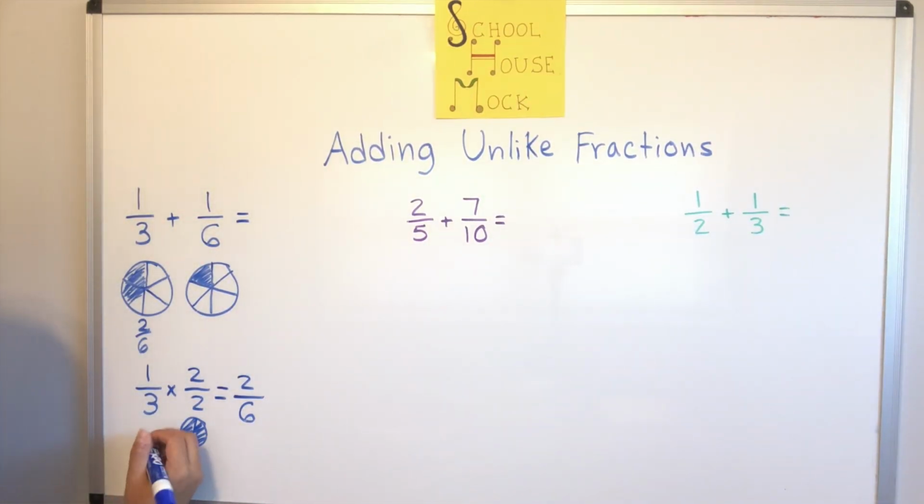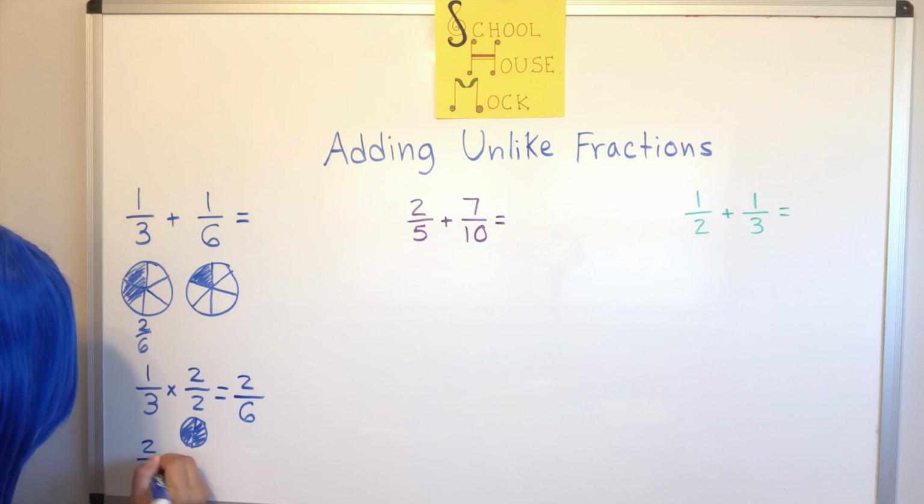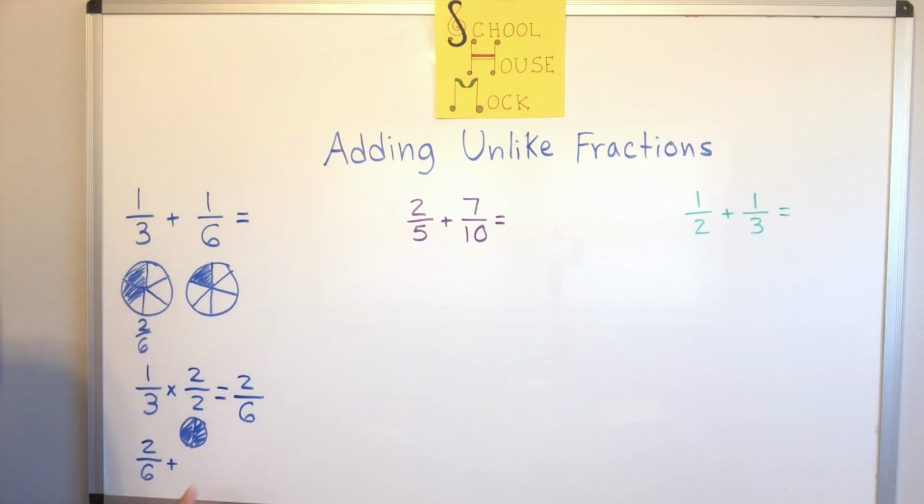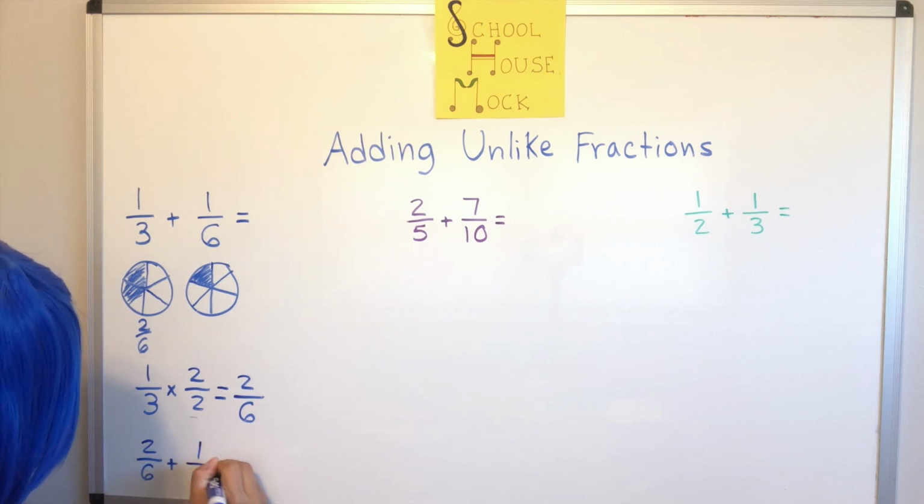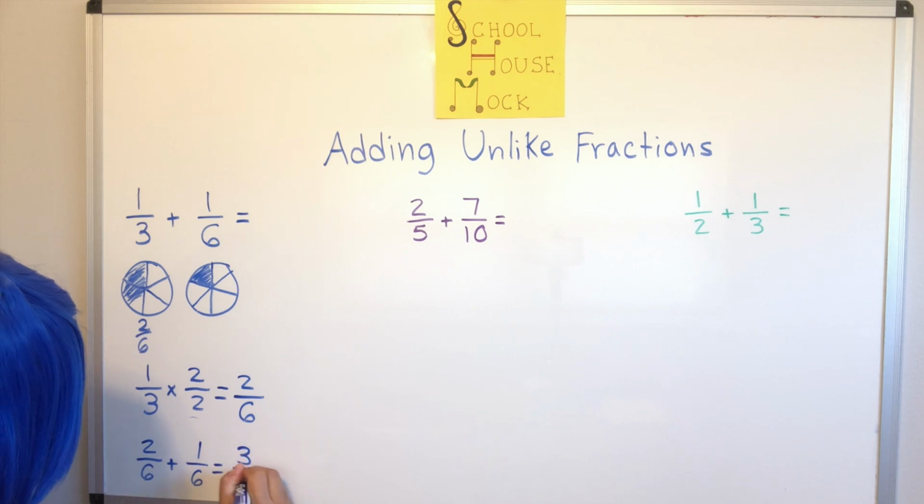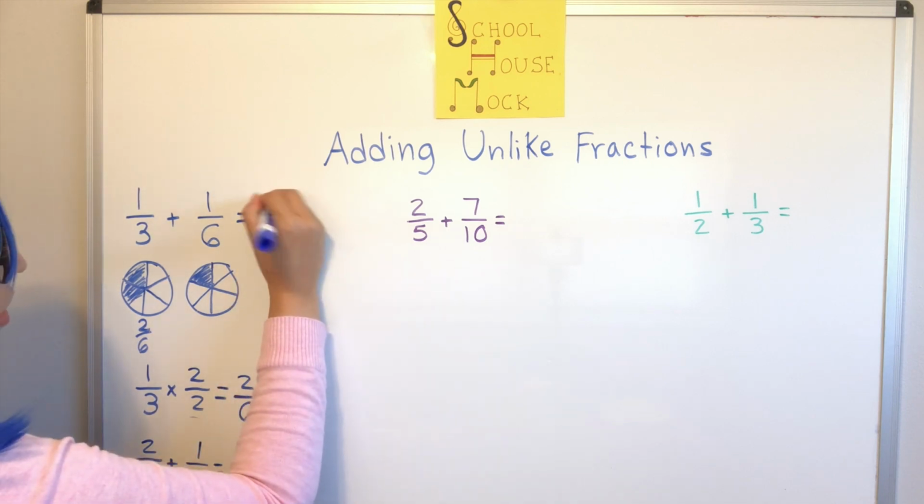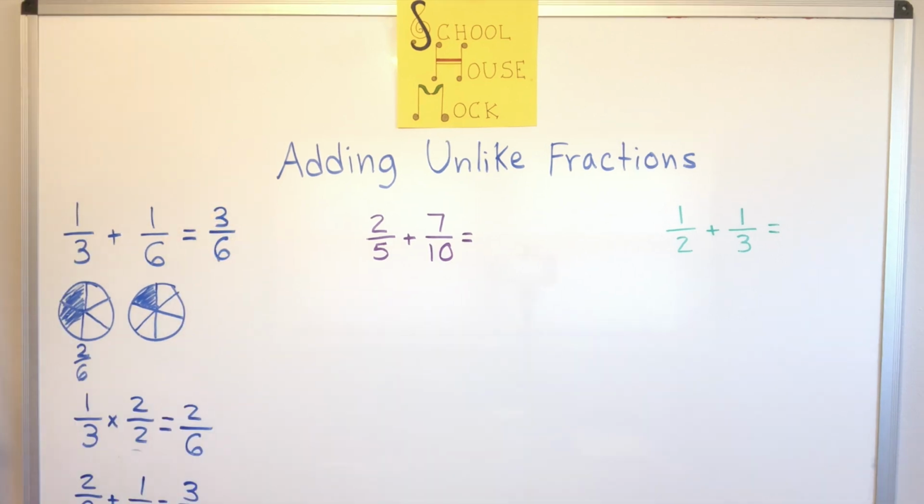All right. Yeah, so you did the hard part of the problem. Now it's just the easy part that's left. 2/6 plus 1/6 is 3/6. Great job. And now I'm all done.